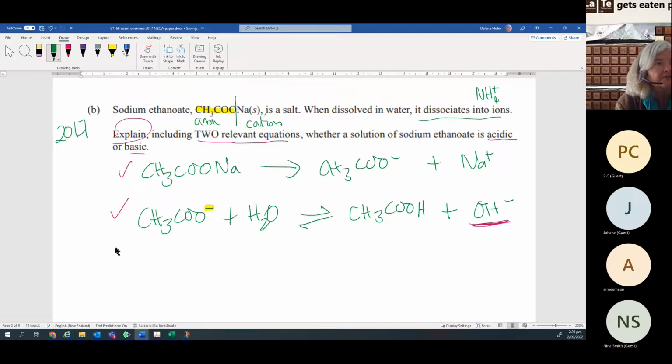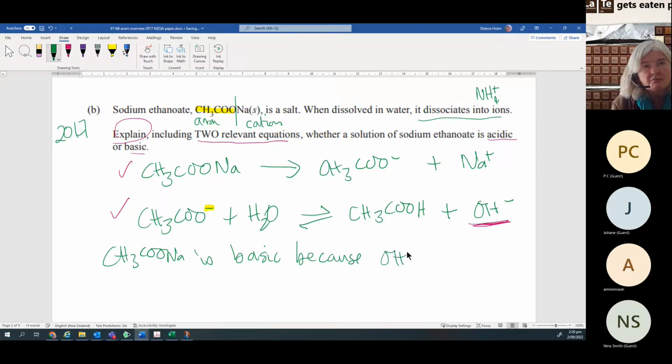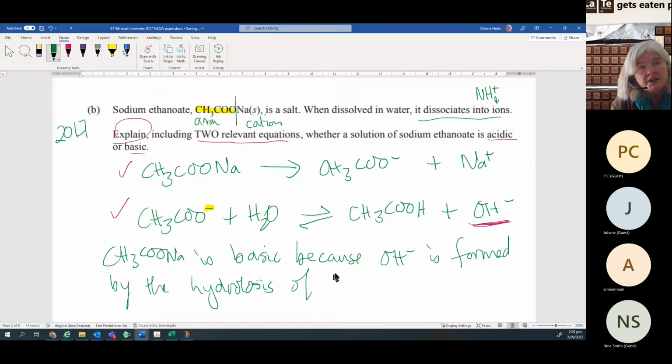So you'd say CH3COO minus is basic because OH minus is formed by the hydrolysis of the CH3COO minus ion. So I've now ticked all the boxes. I've said it's basic, and I've explained why.